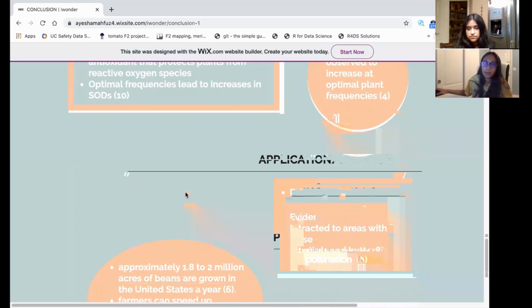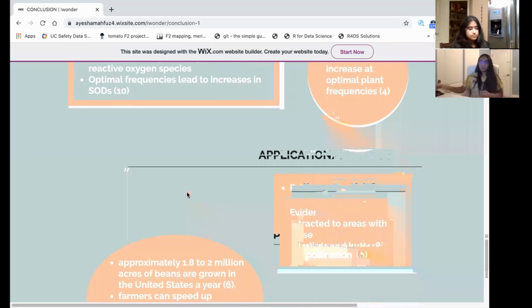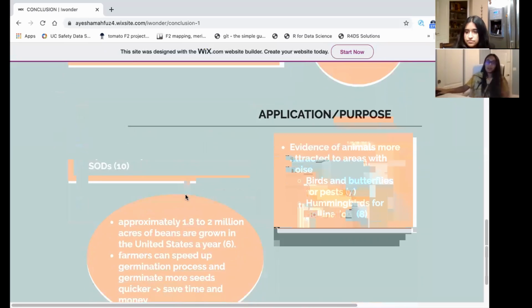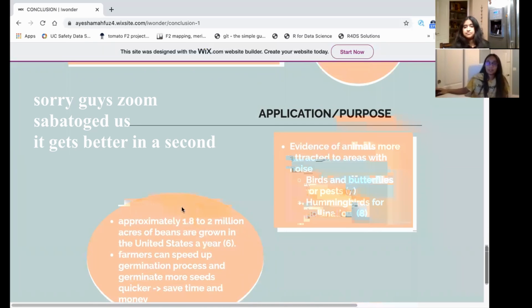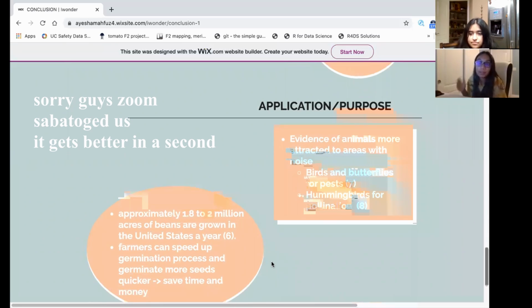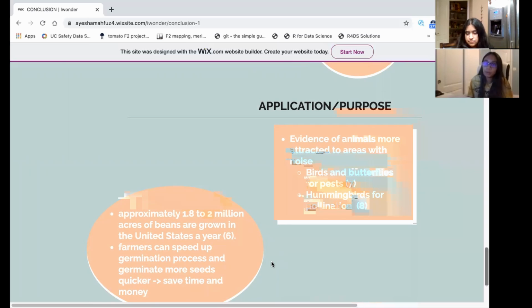Okay, and then lastly, we're going to talk about the application and purpose of our experiment, which is, why does this experiment matter, aside from the fact that science is cool and we always want to discover new things. Practically, this experiment is very helpful in the real world because bean plants are a very important crop and they're grown widely in the US. Approximately 1.8 to 2 million acres of beans are grown in the US, so you can imagine how many bean plants are grown.